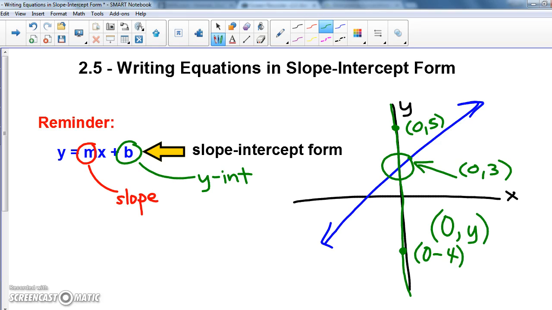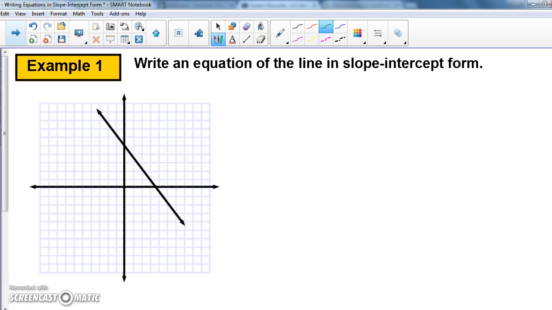All right, so let's look at a possible problem you might have. It says write an equation of the line in slope-intercept form. So the first thing you think to yourself is, slope-intercept form looks like this, and in order to write this equation, I need two things. What two things do you need? You need a slope, and you need a y-intercept. Okay, so let's find the slope first.